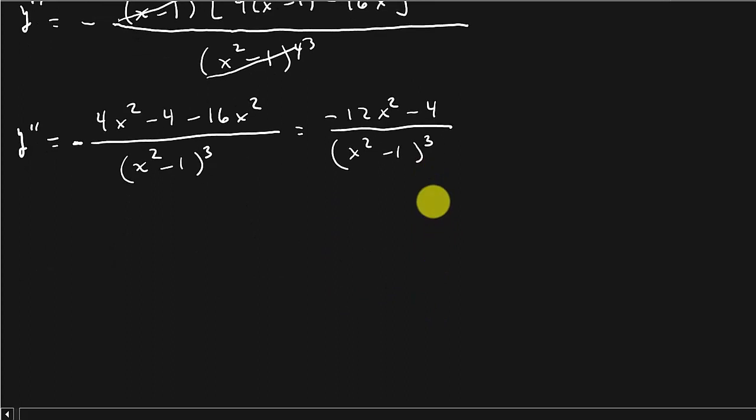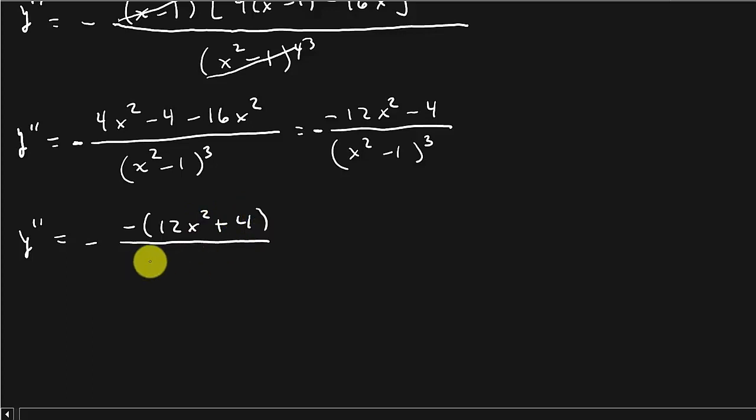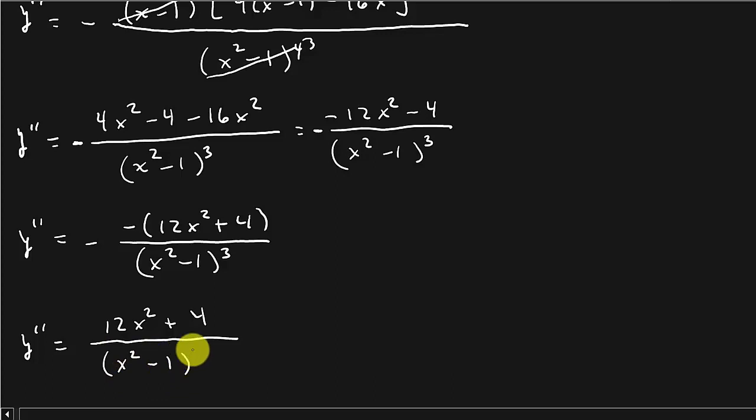And so this will give us, oh, and don't forget the negative. And so this will give us y double prime is equal to, well, let's factor out that negative. So that's going to be a negative, and that's going to be negative 12x squared plus 4 over x squared minus 1 cubed. And so I get y double prime is equal to the negative and negative make a positive. So that's going to be 12x squared plus 4 over x squared minus 1 cubed.